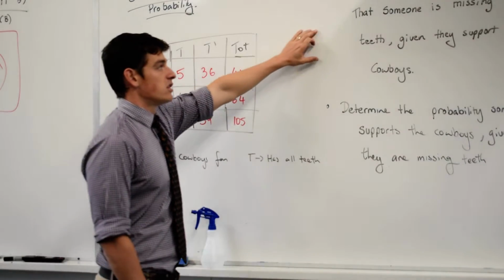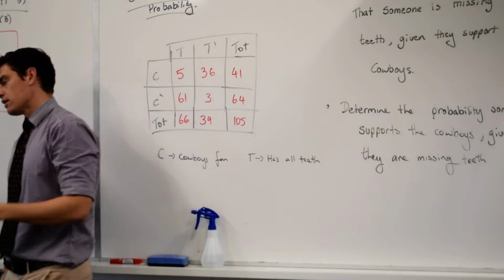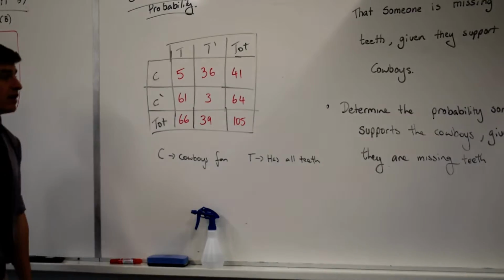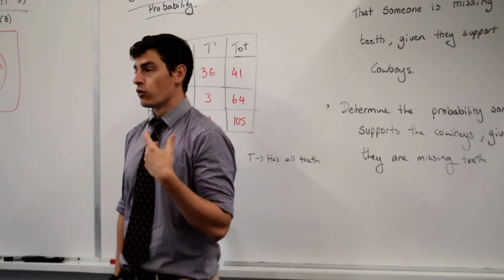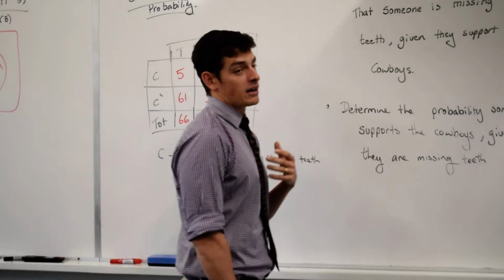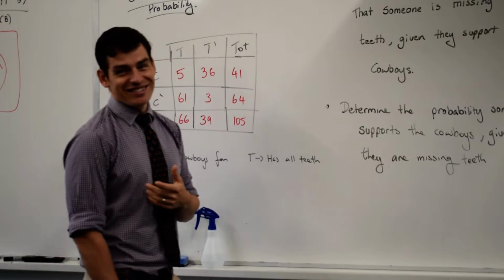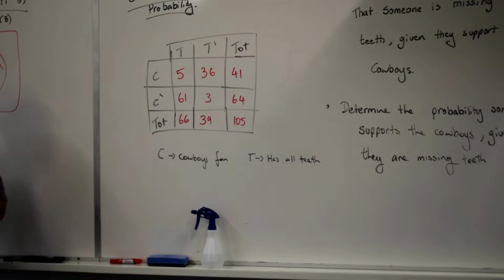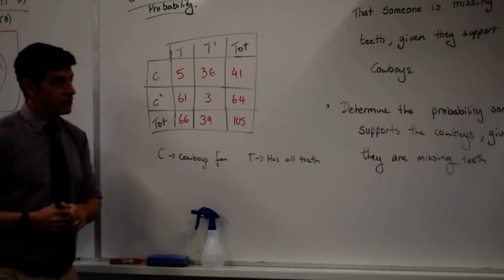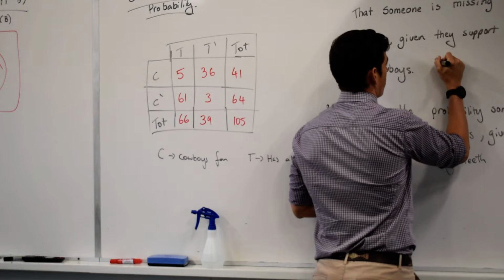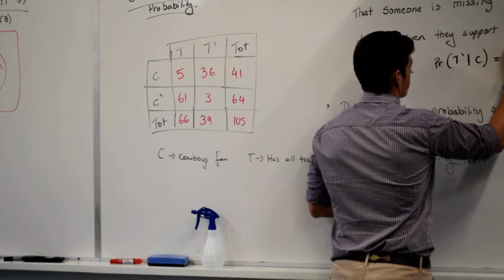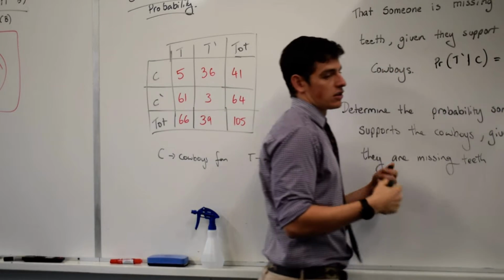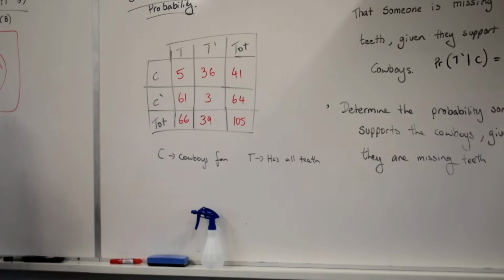So the best way I find is to give an example. So let's say I'm at the Serena Leagues Club, and I walk up to someone and I see that they're a Cowboys fan. So they're wearing a Cowboys jersey, they've got the full kit and caboodle. What's the probability that person has missing teeth? And what is that in this context? 36 out of 41. So I would write T dash given C equals 36 over 41, and you can convert that to a decimal value. Sweet? Happy with that?